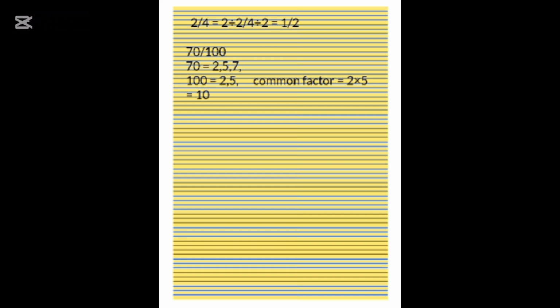Now, like I said, we divide by the common factor. That's going to be 70 divided by 10 all over 100 divided by 10, which is equal to 7 over 10, since 70 divided by 10 is 7, and 100 divided by 10 is 10. See, this is an example of reducing a fraction to its lowest term. Let's have one more example.